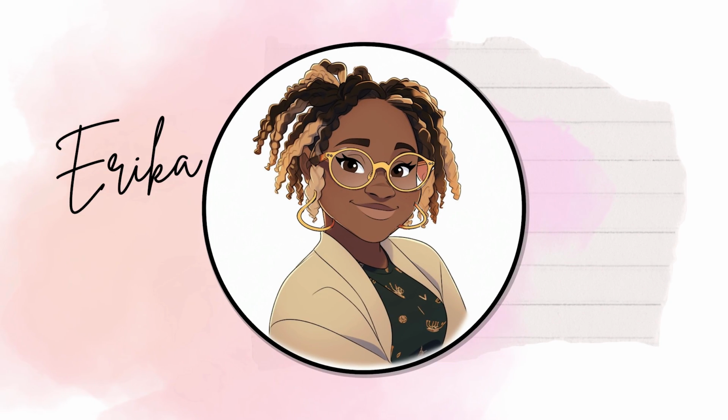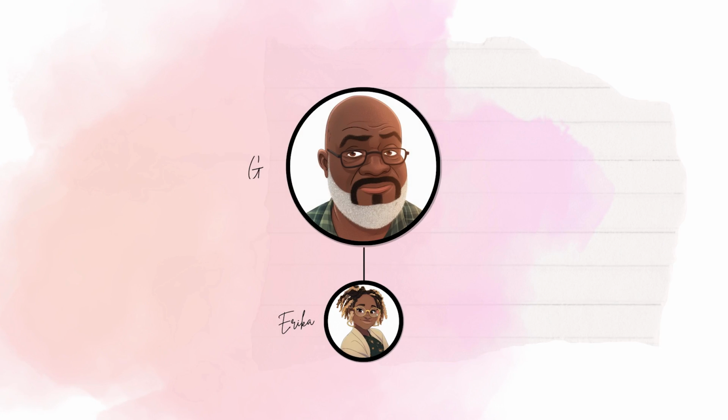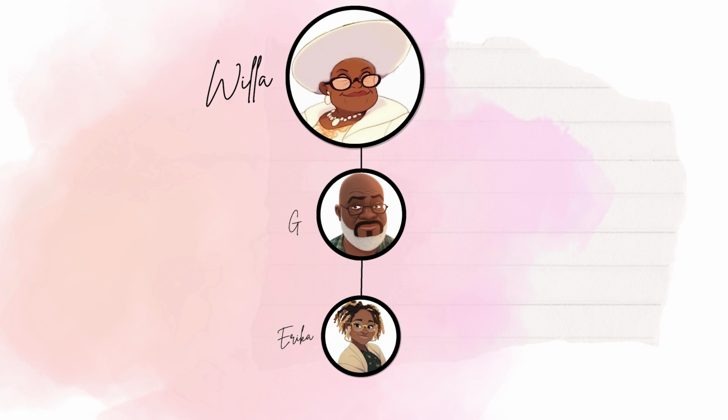So let's say I want to show you how I'm connected to my granny Willa Patton, because I want to show you that I was connected to such an important woman who was an important figure within her community. Then my genealogy will look something like this. Erica, who is the daughter of G, who is the son of Willa Patton.